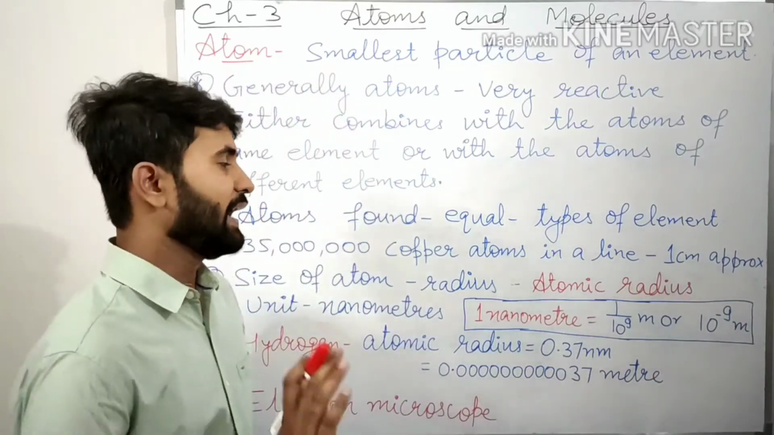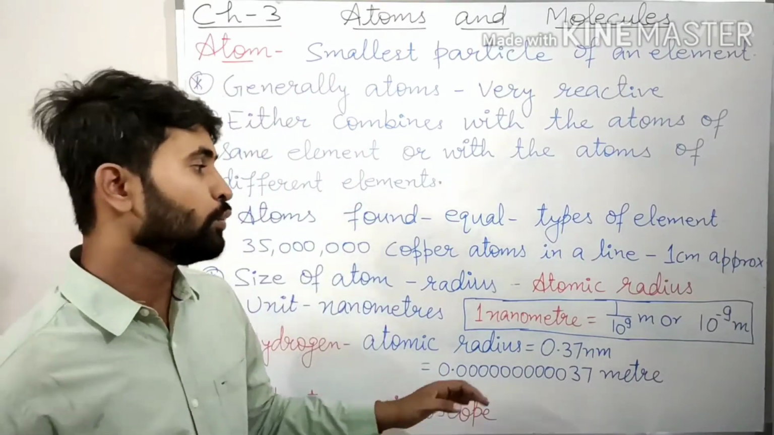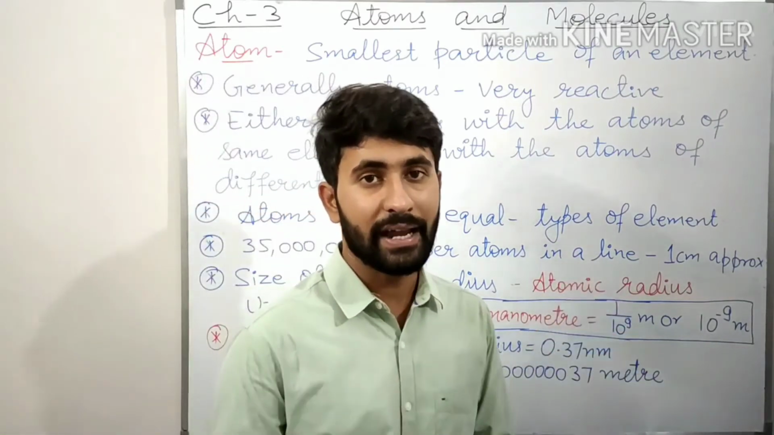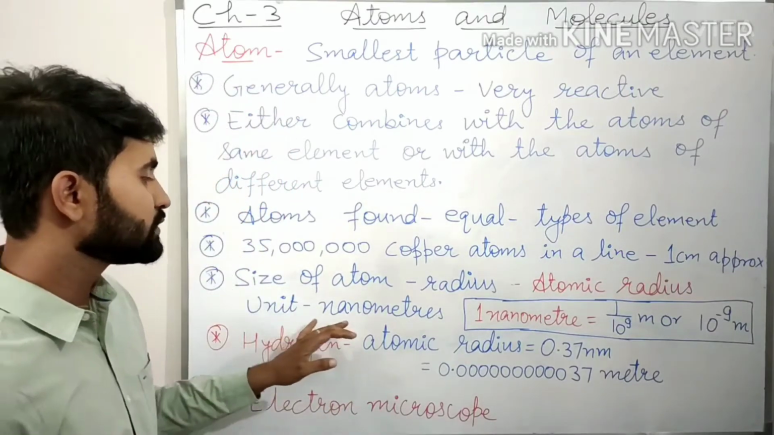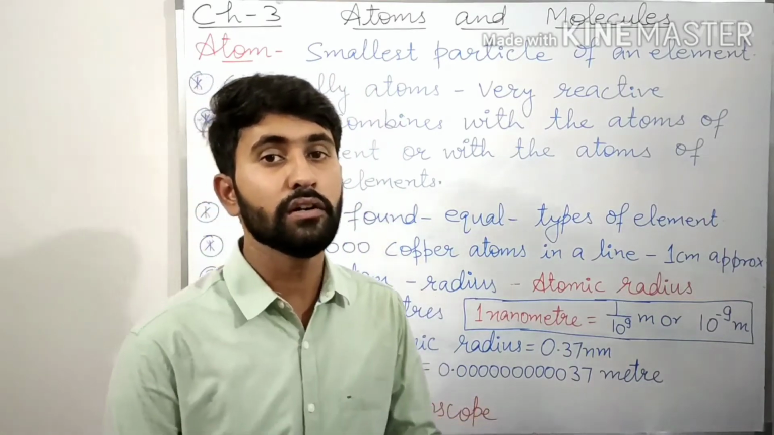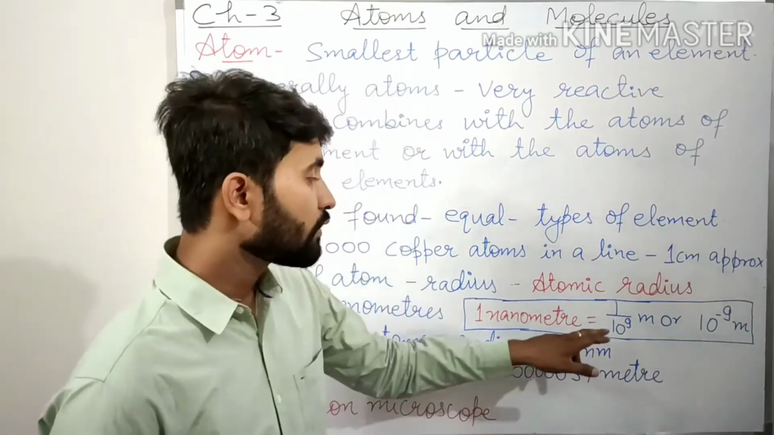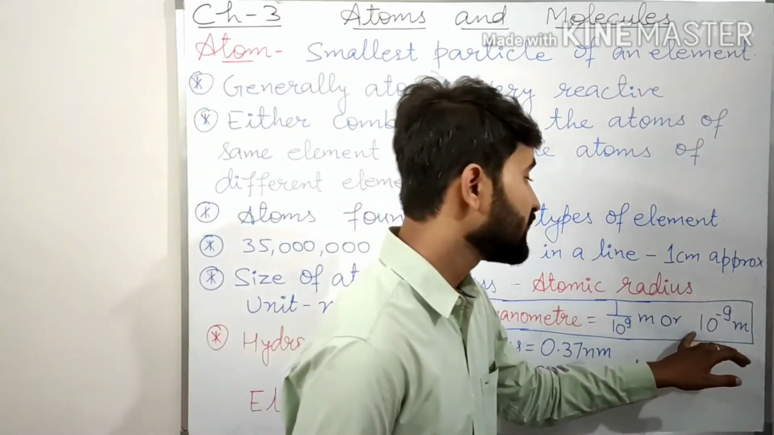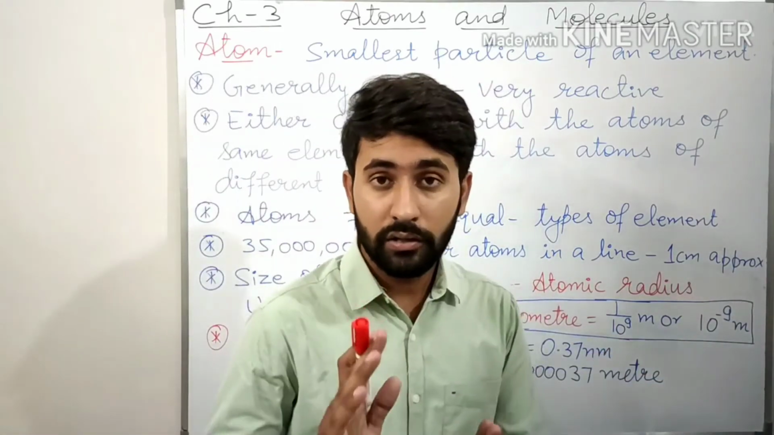Now the size of an atom is measured by its radius, which is known as atomic radius. Atomic radius means the radius of an atom. The size of an atom is measured in the units of nanometers. Nanometer is a very small unit of measuring length. 1 nanometer is equal to 1 upon 10 to the power 9 meter, or we can write it as 10 to the power minus 9 meter. So that is a very small unit.